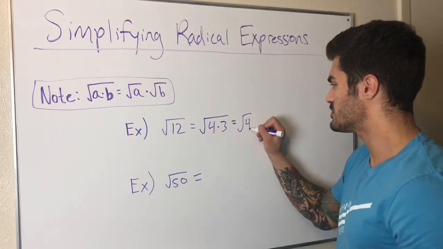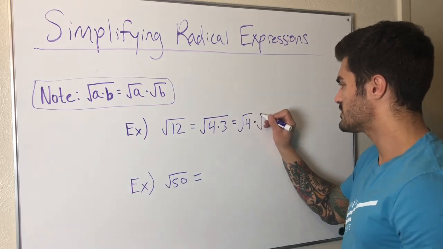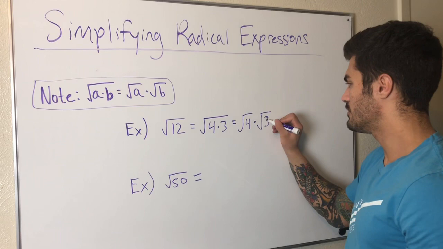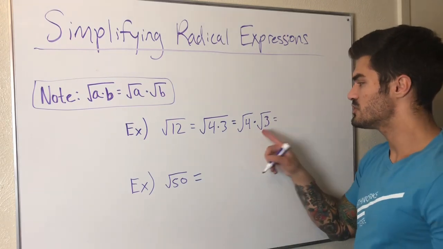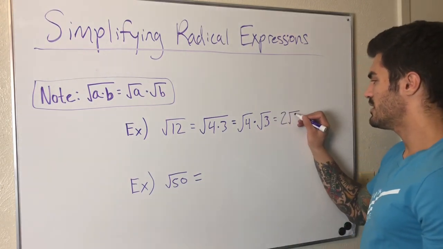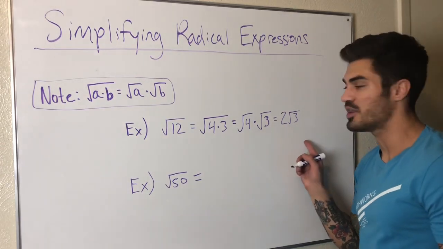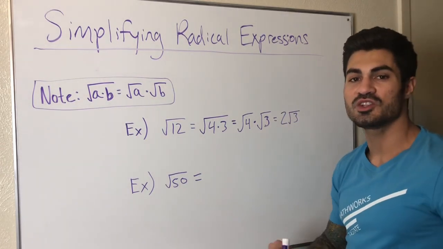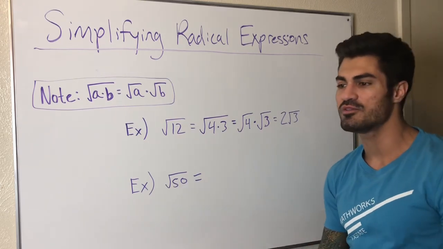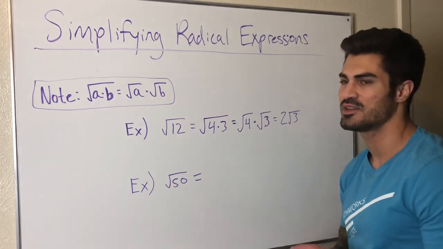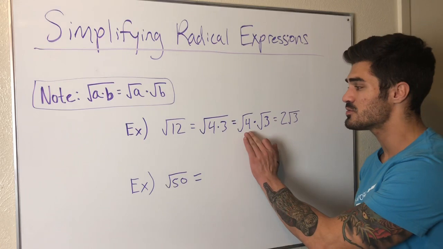But really what you're doing is square root of 4 times square root of 3, which is 2 times square root of 3. And that's what this is, 2 times square root of 3. This 2 is being multiplied. You just don't see the multiplication symbol because it's implied. It's like if you have 2x, that's 2 times x. And it's the same idea here. So this is what's happening here.